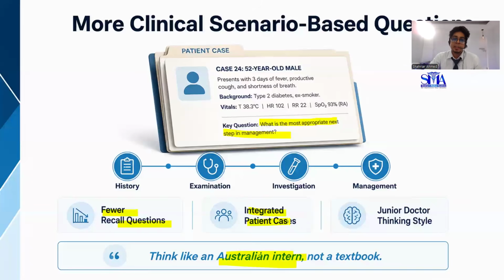We have been very updated. Think more in the Australian way, based on the Australian guidelines. The good thing is that we can guide you properly on these particular things.